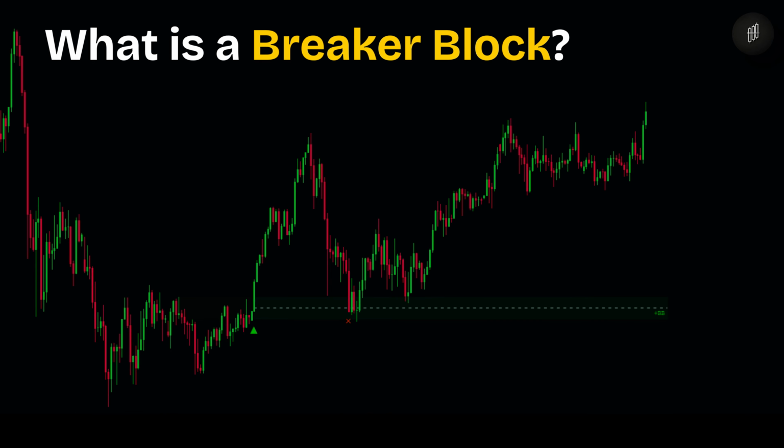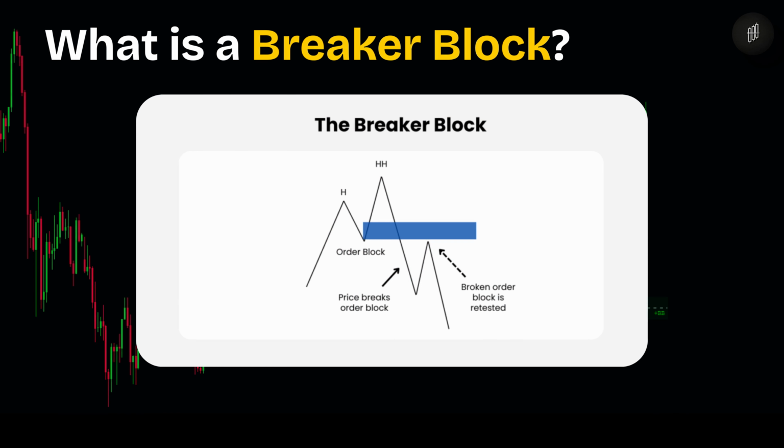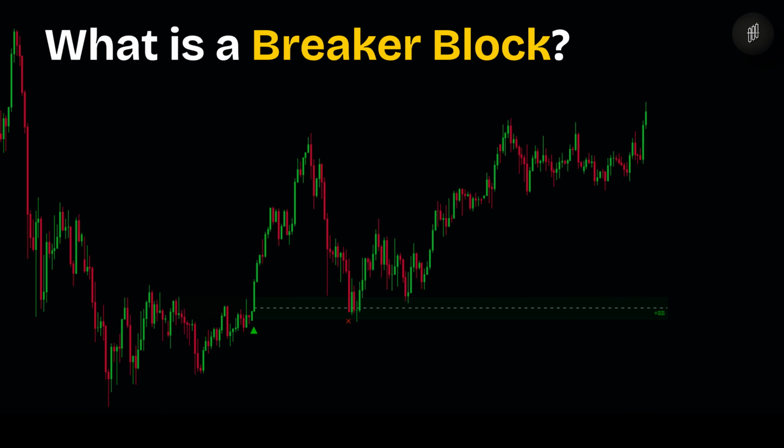This is where the manipulation happens. Smart money uses the original order block to trap early traders, grab their stops, and then use that same area as a re-entry point once the liquidity is collected. That's why breaker blocks are so important. They don't just show you where the market failed to reverse. They show you where institutions intend to continue moving the trend, making them one of the cleanest and most reliable continuation models in all of SMC.